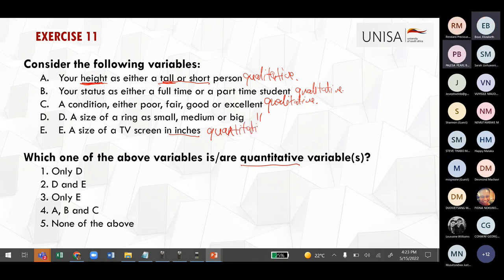Quantitative. So which one is the correct answer? 1, 2, 3, 4. It's number 3. Only E is the correct answer here.